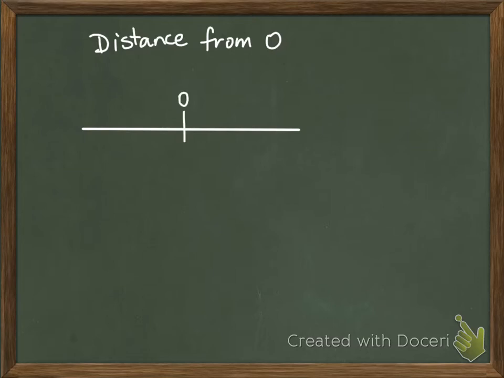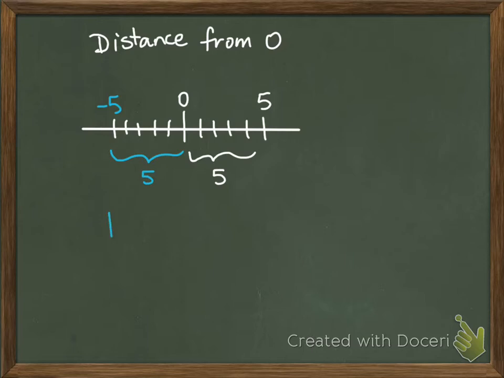If you go 5 spaces to the right, so 1, 2, 3, 4, 5, you end up at a positive 5. This positive 5 is 5 spaces away. If you go to the left 5, 1, 2, 3, 4, 5, you end up at a negative 5 because that's how our number line works. So this is a negative 5. But notice this is also 5 spaces away from 0. So it doesn't matter if you go left or right, either way they're both 5 spaces away from 0. Well, that's what your absolute value is.